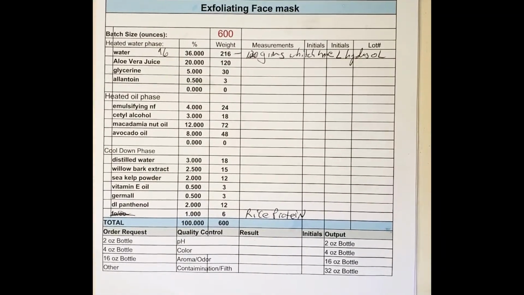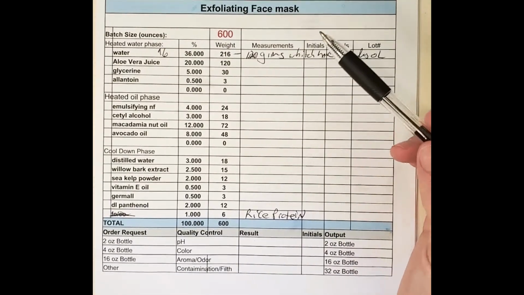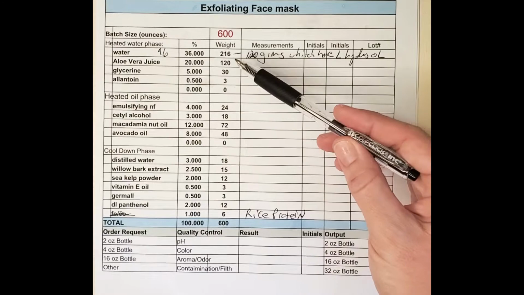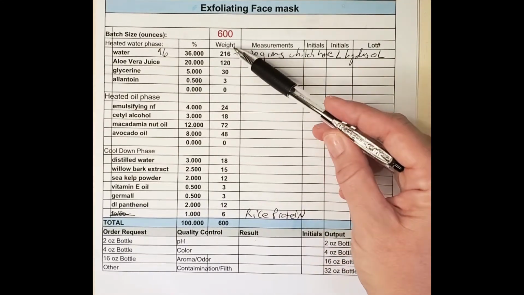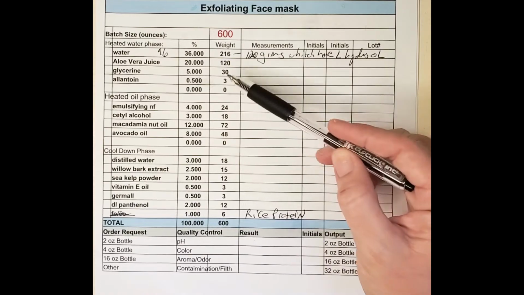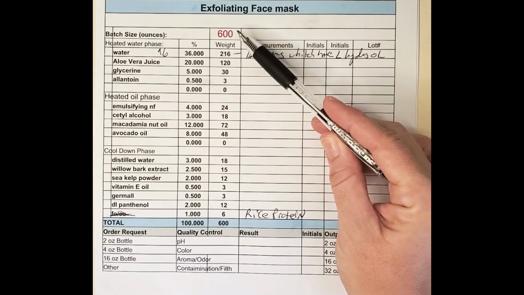For an example, this is my exfoliating face mask formula and recipe. This part is my formula, see the percentages? This part is my recipe. This makes a 600-gram batch of exfoliating face mask.